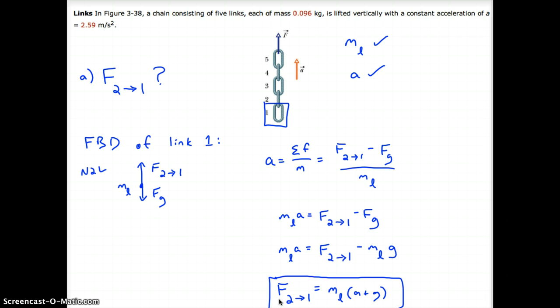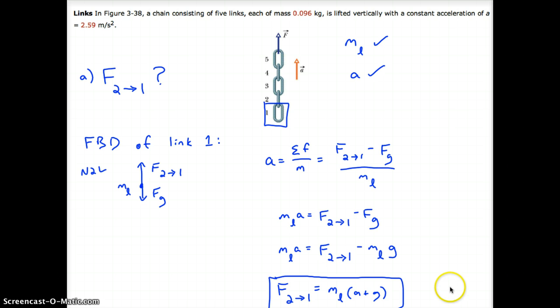Does this have the units I want? Does it have units of newtons? Well, a mass times what's in the parentheses, an acceleration plus another acceleration. A mass times an acceleration will have units of kilograms times meters per second squared, and kilograms times meters per second squared is newtons, as I want.